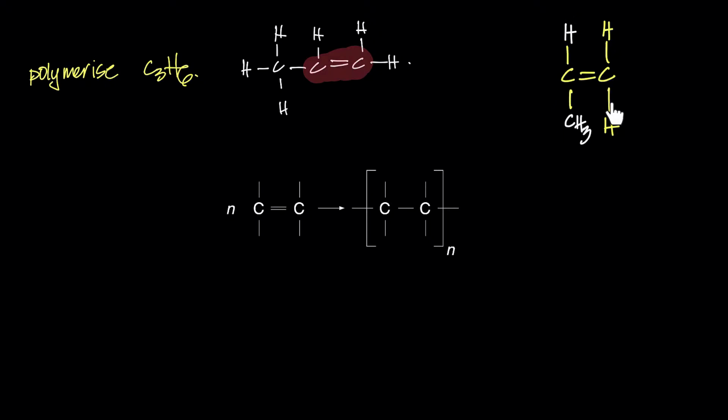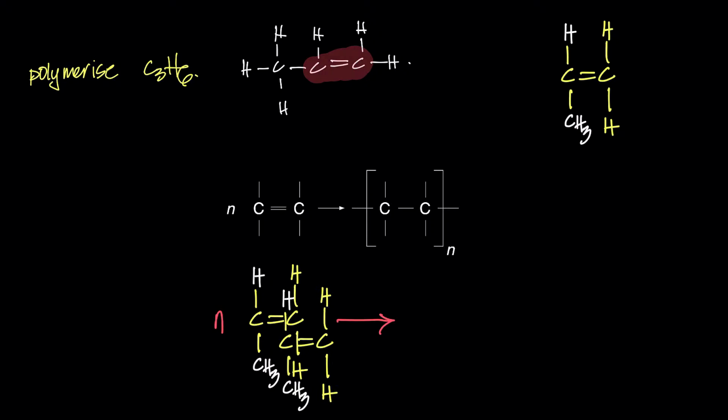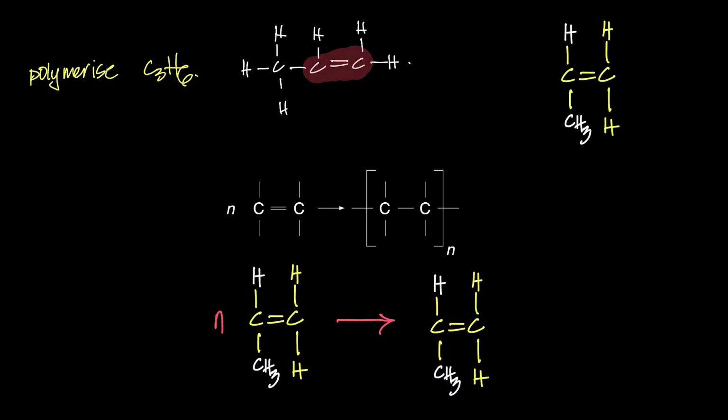CH, CH3, CH2. Now this is in this version. And now I'm going to take this guy. Now I've got to make n versions of this. You see that? So I'll take n amount of that, break the double bond, and I'll just duplicate that first. And then what do I do? I break the double bond.